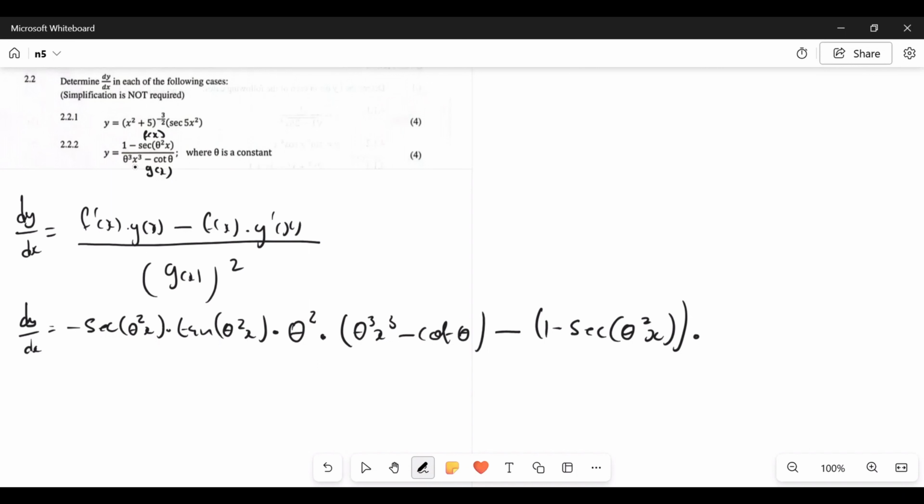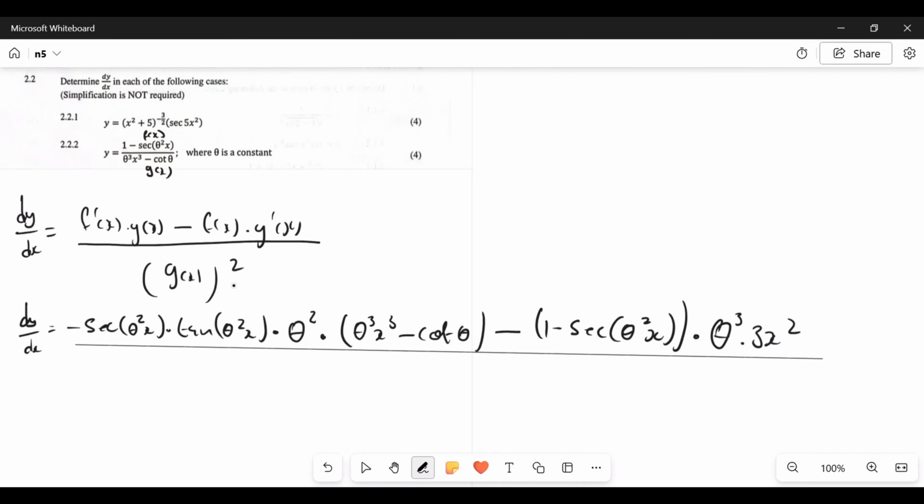So our g of x, on the denominator we have theta cubed multiplied by x cubed minus cot theta. So the first term there, which is theta cubed multiplied by x cubed, is going to give us theta cubed multiplied by 3x squared, and then minus cot theta. We are deriving with respect to x. Cot theta is a constant, so that is going to be 0, by the way. And then we divide them, right?